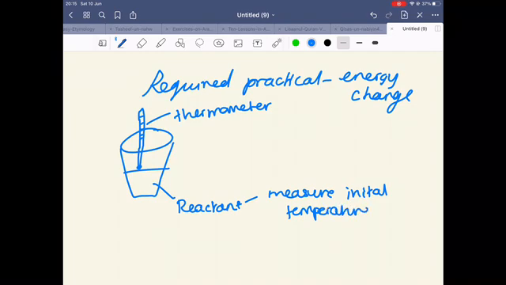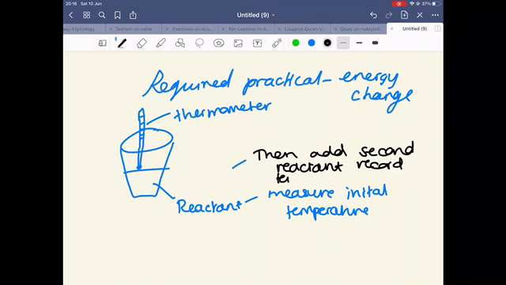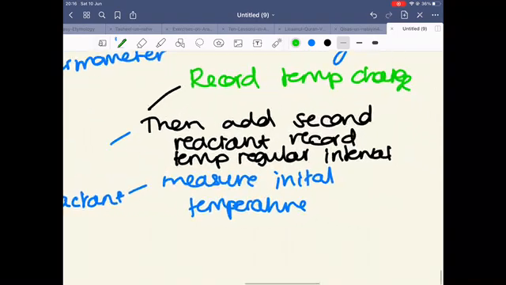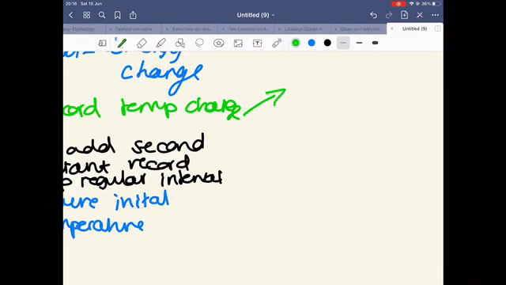After we do this, we add our second reactant. We stir, and then we record the temperature at regular intervals. For example, in class, we did this every minute. We recorded the temperature. So we should see a temperature change, either the temperature increasing or decreasing. If the temperature has increased, this means that energy has been released into the surroundings, therefore it will be exothermic. If the temperature has decreased, this means that energy has been absorbed into the system, so this is endothermic.